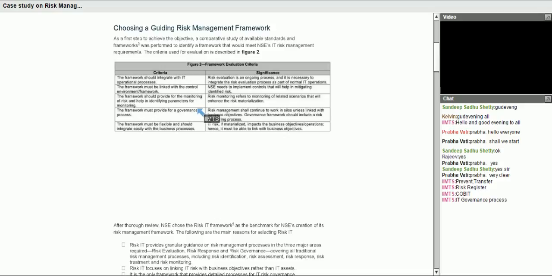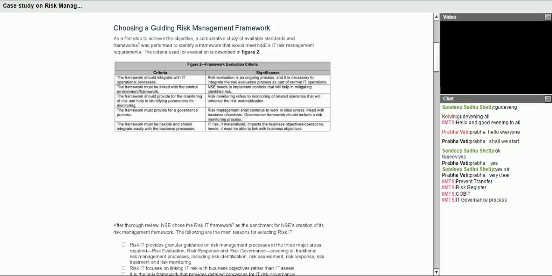Fourth, the framework must provide for a governance process. Risk management shall continue to work in silos unless linked with business objectives. Governance framework should include a risk monitoring process. Last, the framework must be flexible and should integrate easily with the business processes. IT risk, if materialized, impacts the business objective operations. Hence, it must be able to link with business objectives.